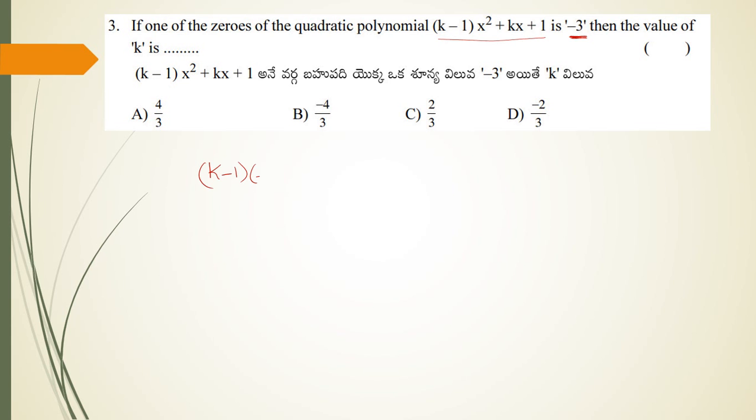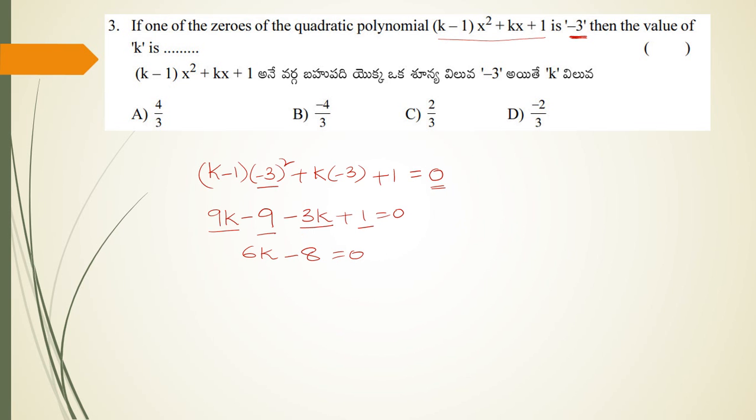into minus 3 whole square plus k times minus 3 plus 1 is equal to 0, because when we substitute it should be equal to 0. Minus 3 whole square is 9. When I multiply 9 with k it is 9k, minus 9, minus 3 into k is minus 3k, plus 1 is equal to 0. From this, 9k minus 3k is 6k, minus 9 plus 1 is minus 8, equal to 0. When you transpose minus 8 it becomes plus 8.